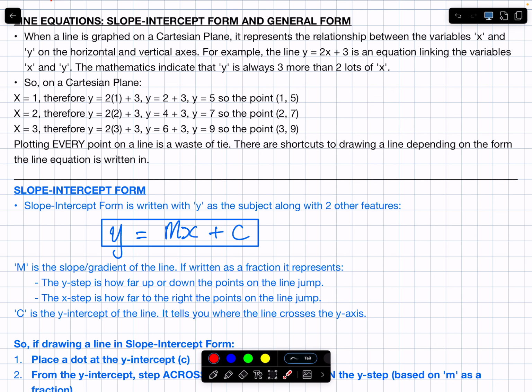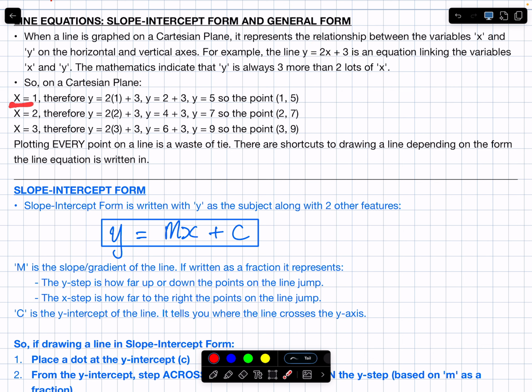When you graph a line in a Cartesian plane, it tells you the relationship between the variable x and the variable y on the horizontal and vertical axis. For example, I have this equation, y is equal to 2x plus 3. It's linking x and y. What does the maths tell you? It tells you that y is always going to be 3 more than 2 lots of x. So if I laboriously wanted to draw this line, I could do this.